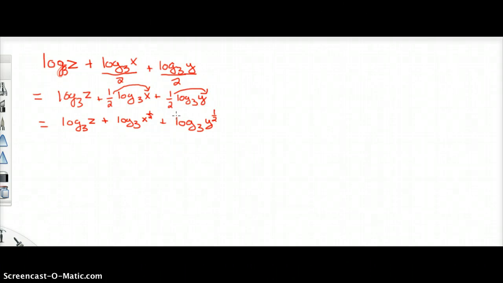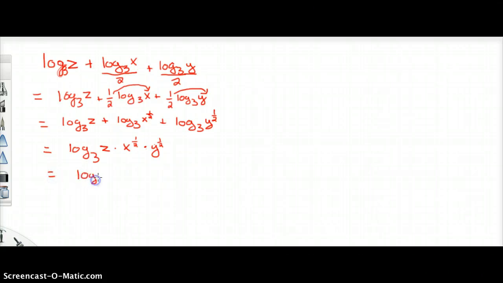What I'm going to do next is I'm going to use the property of logarithms that allows me to take any sum of logarithms, any two logarithms that have the same base that are added, and I can combine them by multiplying their arguments. So all of these are being added, so I can rewrite these as the log base 3 of z times x to the 1/2 times y to the 1/2. And you could stop there. There's actually one more step you can do.